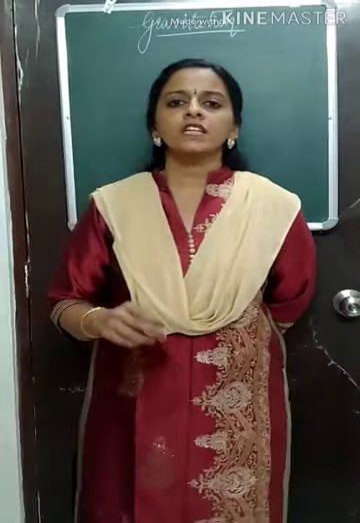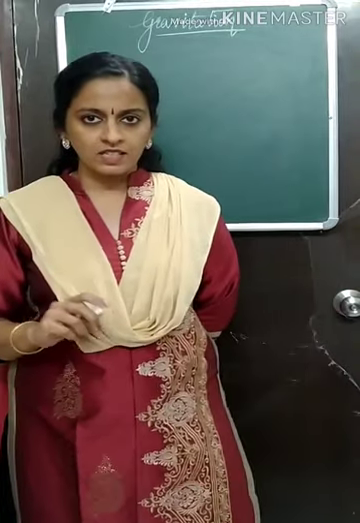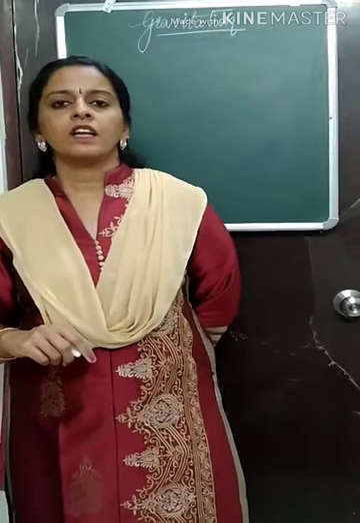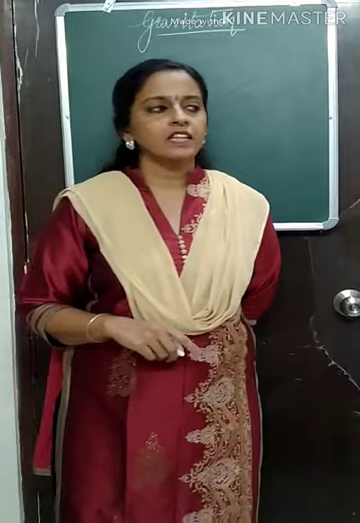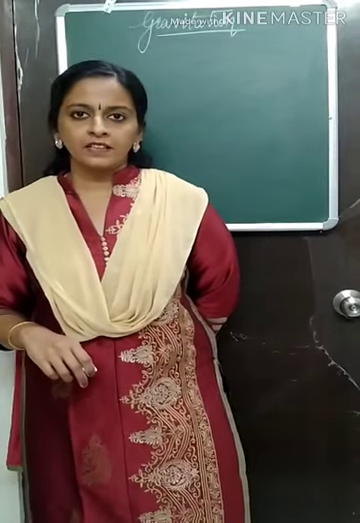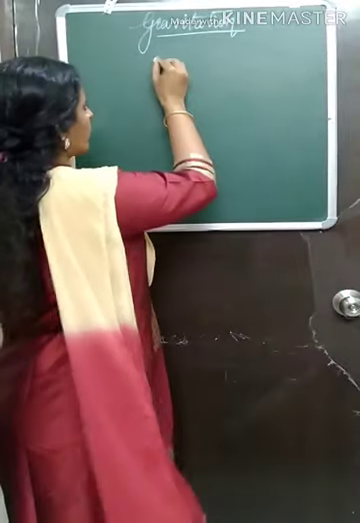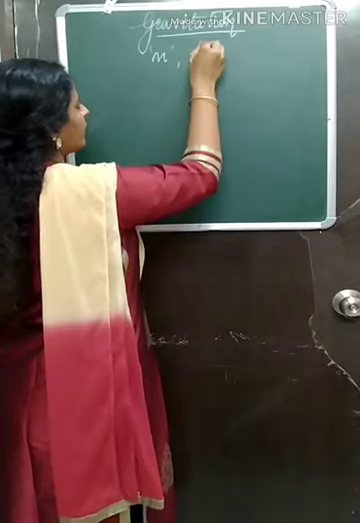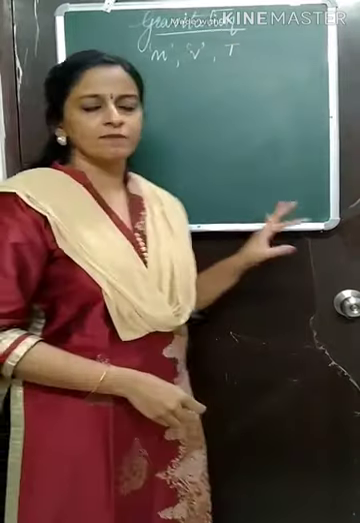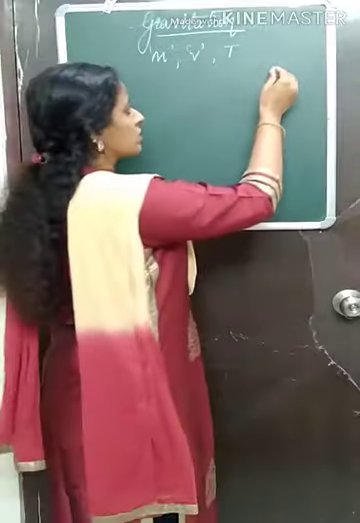So here I want you to write: let us consider an object moving in a circular path with mass m. Let the velocity be v, and the time period be T respectively. Let us draw a simple diagram.